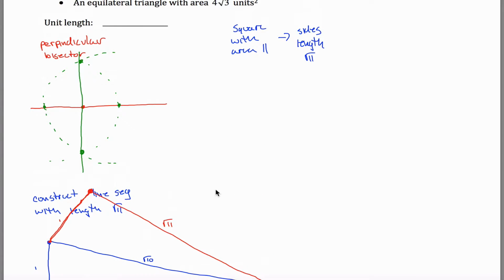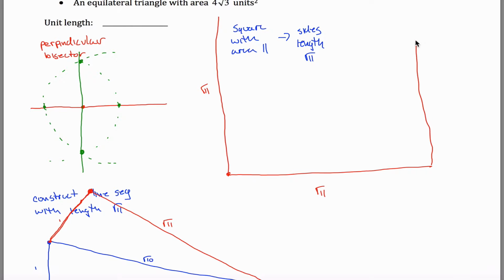And so now that I have a line segment with length square root of 11, I can construct a square by copying this length, square root of 11, drawing a perpendicular here, square root of 11, drawing a perpendicular here, square root of 11, and drawing a perpendicular here and connecting the point. That'll be the square root of 11, and this will be the square that I'm looking for.